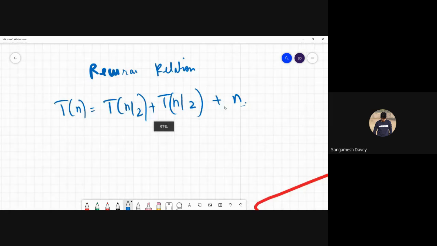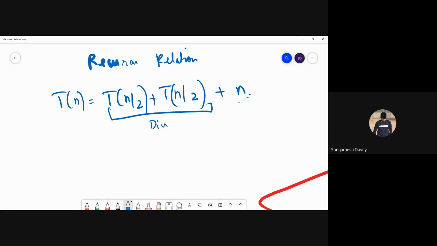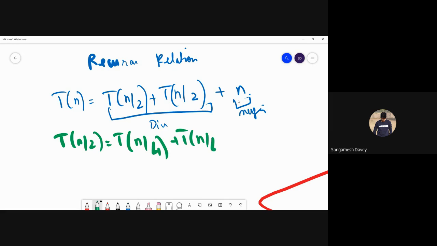So if you understand, well and good. Otherwise, no need to worry. I'll show you the code. You'll understand. So here is the division part. Here is the merging part. Okay, that's why n is coming. Now if it's T of n by 2, I'll have T of n by 4 plus T of n by 4 plus n by 2.